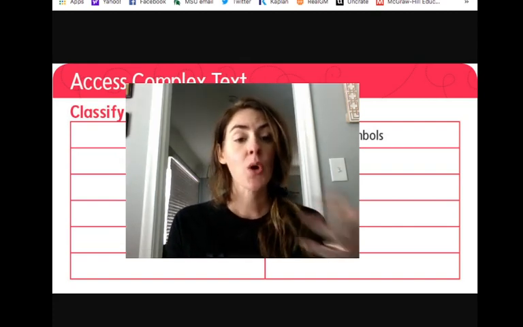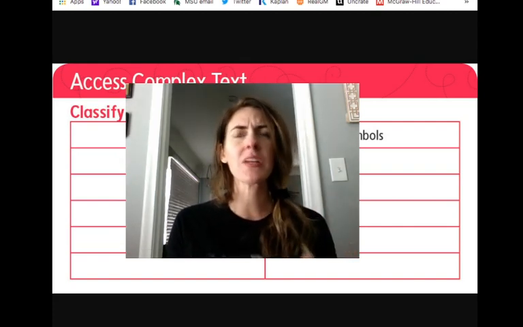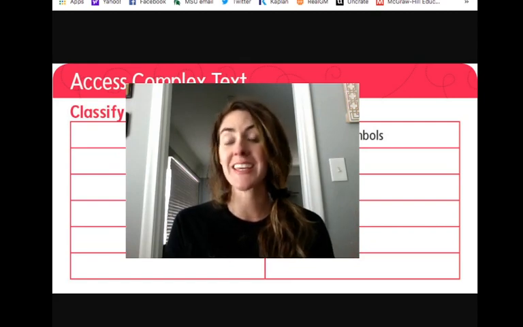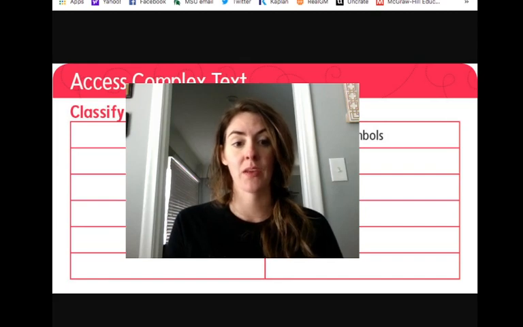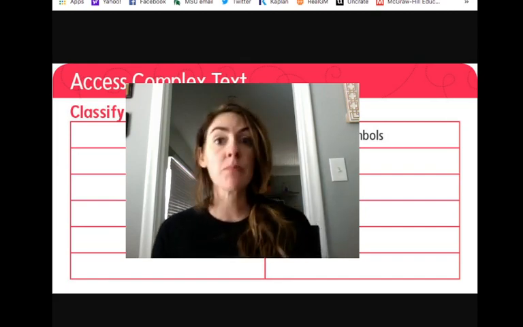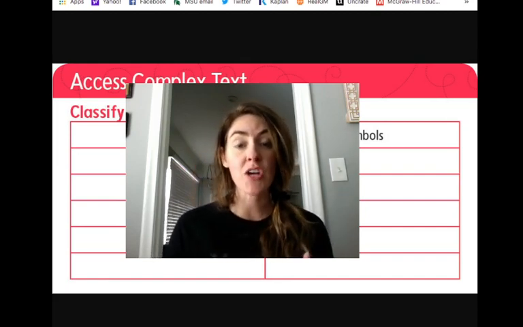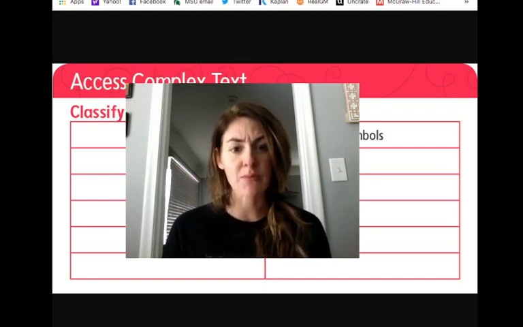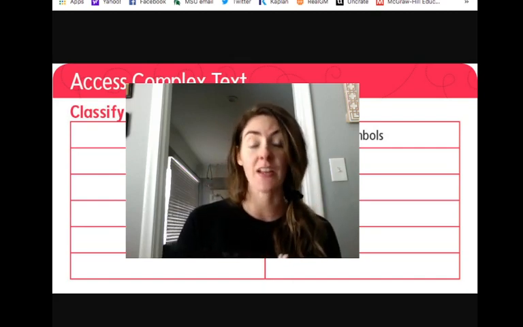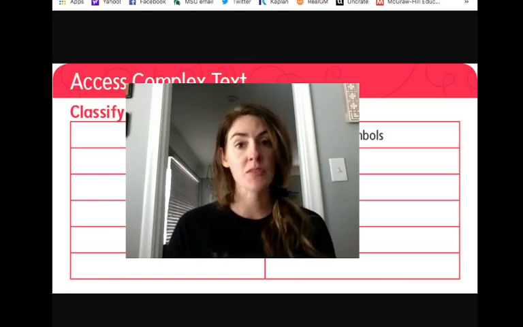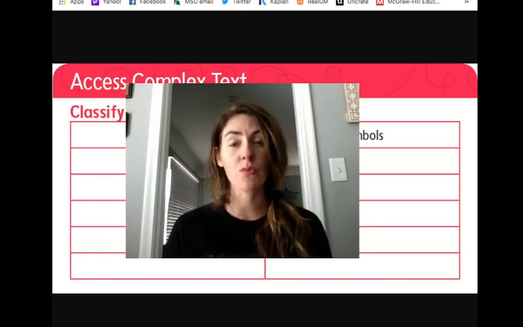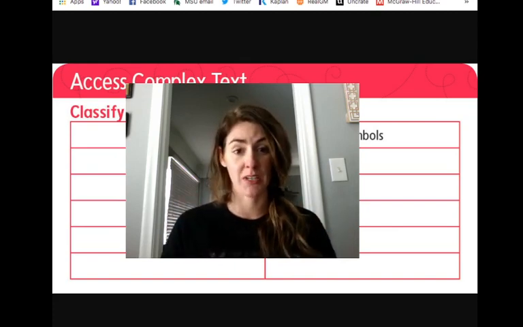Okay, so we know that when we classify and categorize, we're taking things that we know and organizing them in a better way. We can arrange people, animals, and objects into different groups to help us make comparisons, tell how they're the same, make connections, and remember some information. So using that strategy really helps us understand what we're reading.